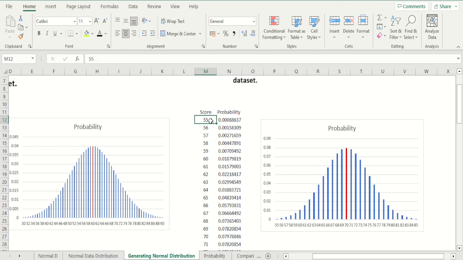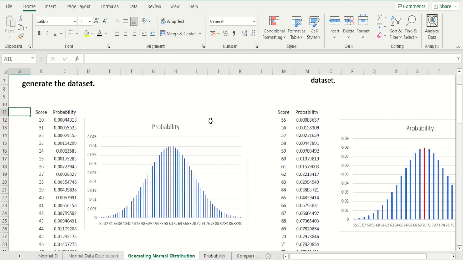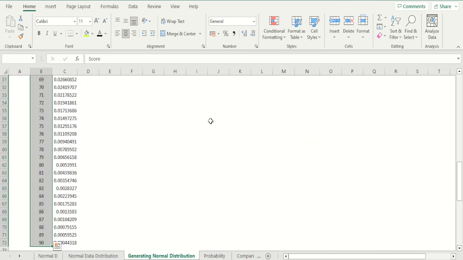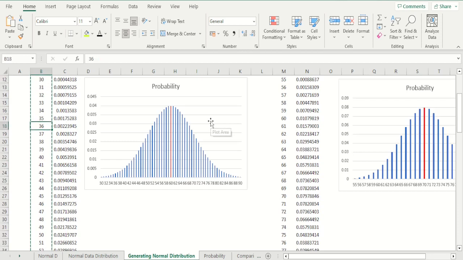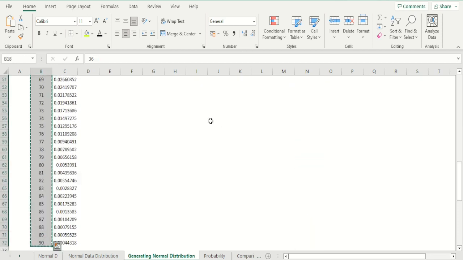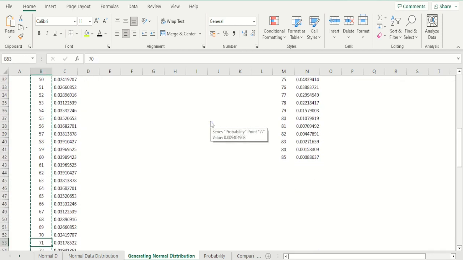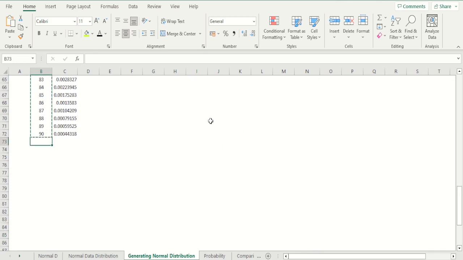What is a z-score? A z-score is basically a number which tells us how far a certain value of x is from the mean, as measured by the number of standard deviations. Again, that's quite a few words, and let's see how that would play out within Excel. To understand that, the first thing we'll do is copy this data set, and let's generate the standard normal distribution.